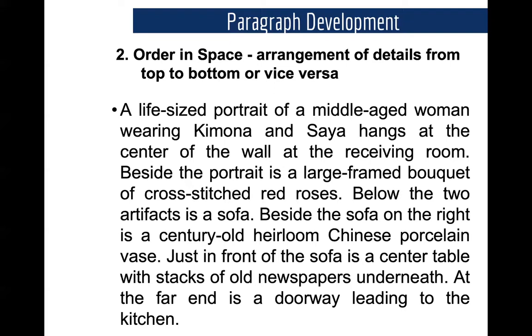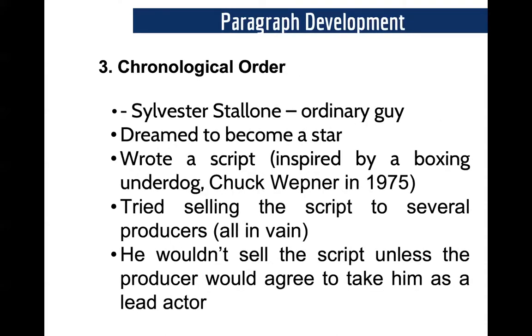Life-size portrait of a middle-aged woman wearing kimono and saya hangs at the center of the wall at the receiving room. And beside the portrait is a large frame bouquet of cross-stitched red roses. Below the artifacts is a sofa. Beside the sofa on the right is a century-old heirloom Chinese porcelain vase. And just in front of the sofa is a center table with stacks of old newspapers underneath. At the far end is a doorway leading to the kitchen. So this is again from top to bottom. The arrangement of details starts from the top and then to the bottom.